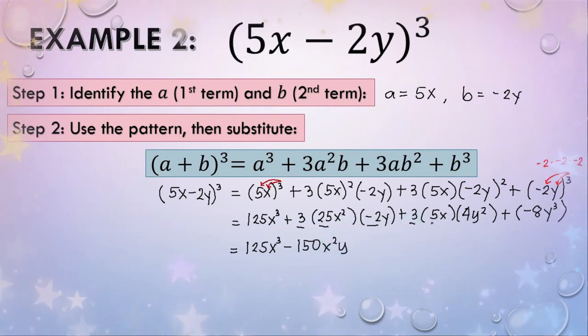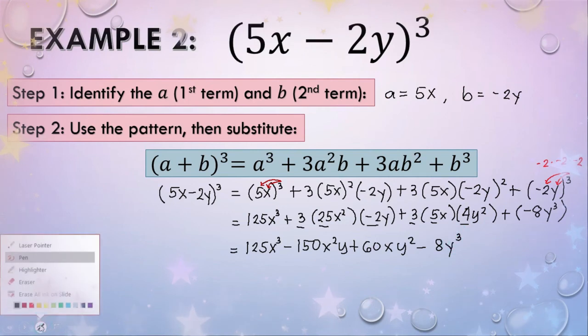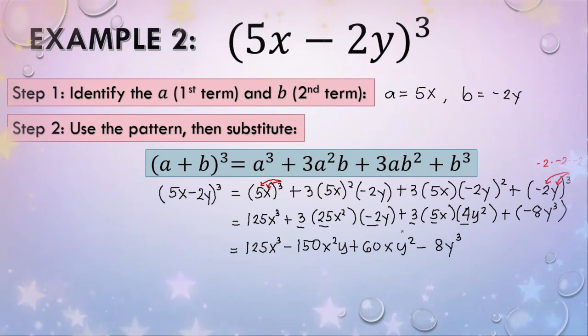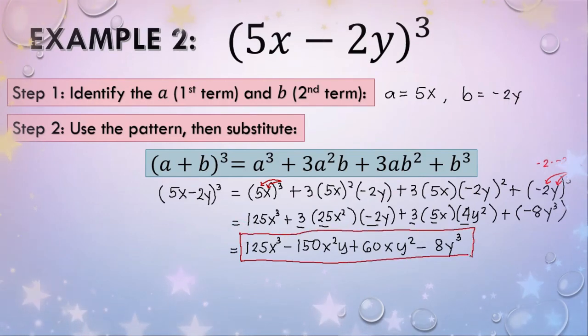Next, 3 times 5 times 4. What is the answer for 3 times 5 times 4? Yes, the answer is 60. 60xy squared. Then we will remove the parenthesis for the last term. The answer is 8y cubed. Okay, now I think that is our final answer. Then, to emphasize our final answer, we're going to box it. Don't forget to box your final answer always.